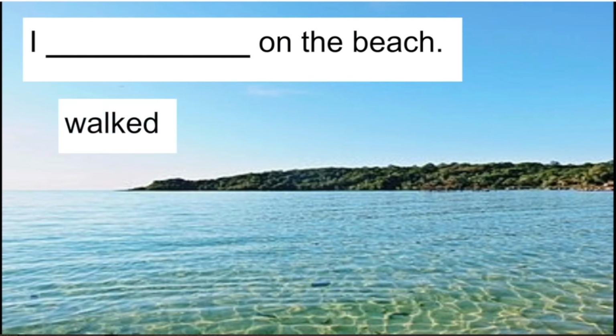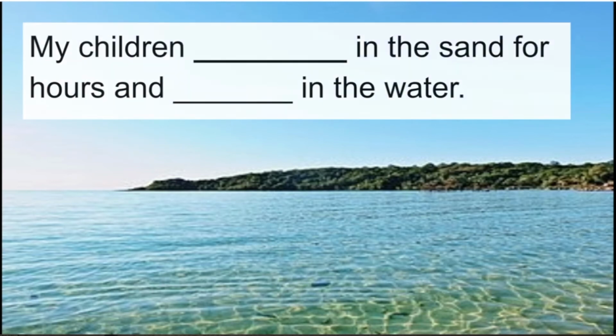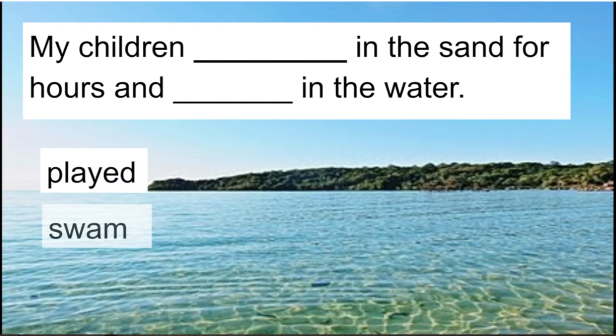Walked. I walked on the beach. Practice your pronunciation after the letter K. If it's ED, it sounds like T. Walked. I walked on the beach. What's the correct answer for this one? My children played in the sand for hours and swam in the water.